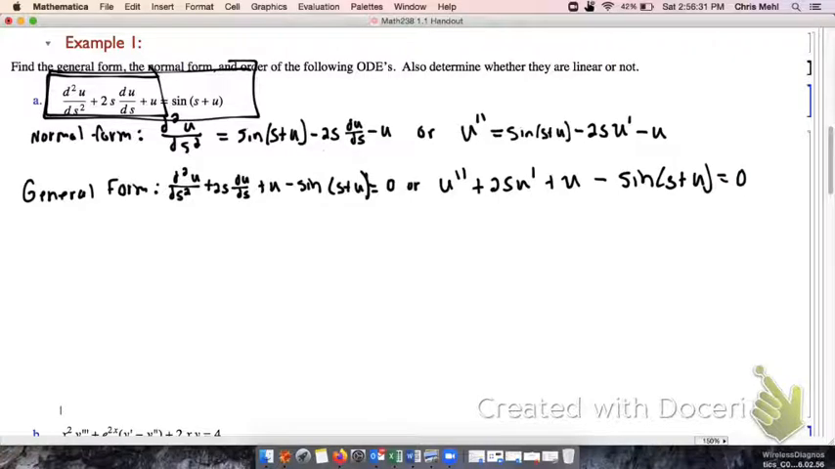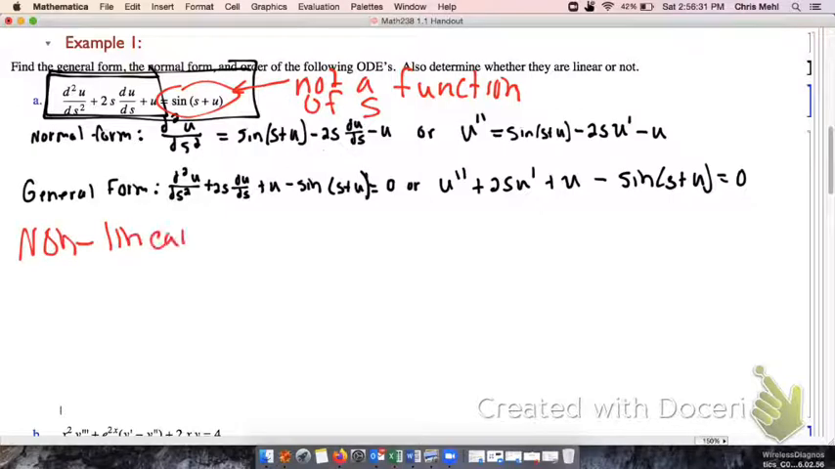The right-hand side, though, the sine of s plus u: for this to be a linear differential equation, the right-hand side has to strictly be a function of s. So this is not a function of s, or in general not a function of the independent variable. So what we can say is this is a non-linear second order differential equation.